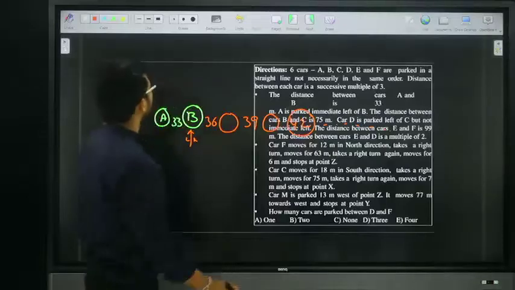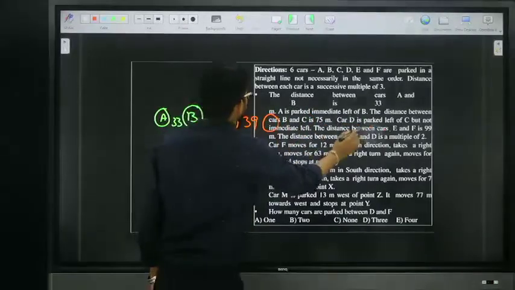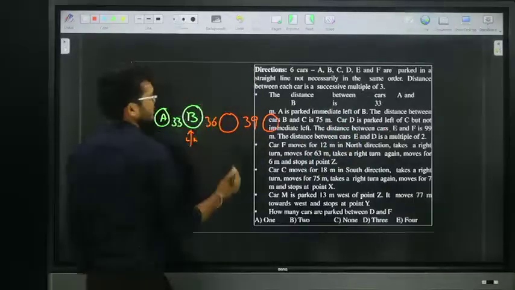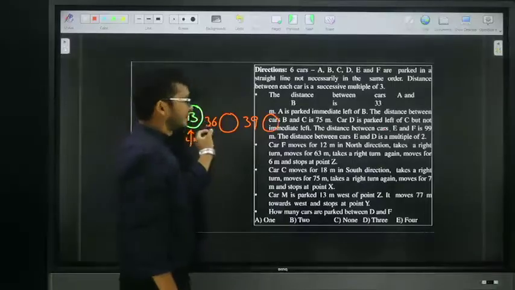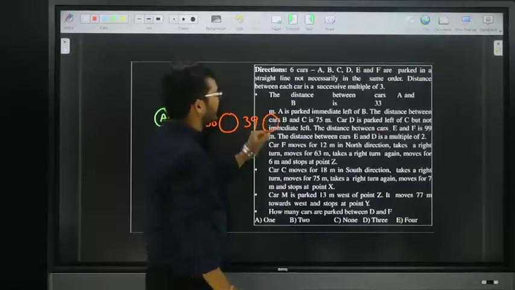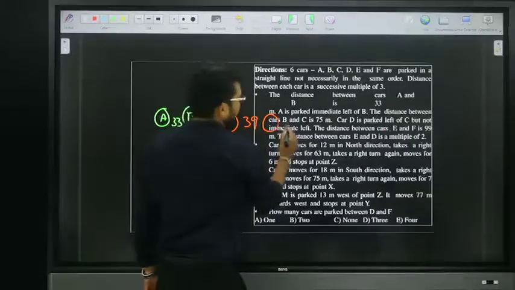Friends, here the mention is the distance between each car is successive multiple of 3, meaning here 33. Next successive multiple of 3 is 36. Next one is 39. Again we are having one car, and so on.